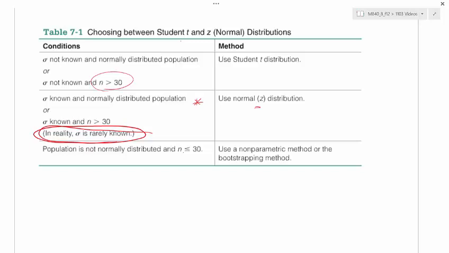You do use z for proportions. So when you have a proportion, you would use z then. And again, whenever you don't know the population standard deviation, you use the t distribution.